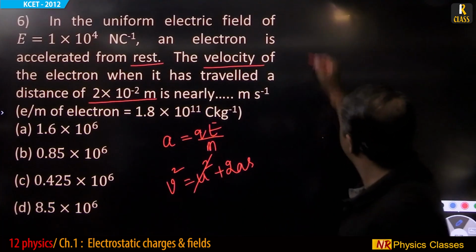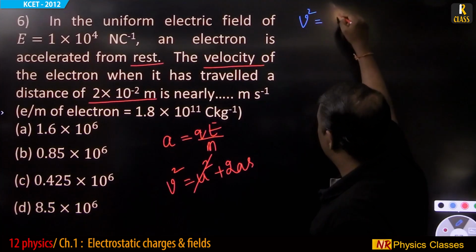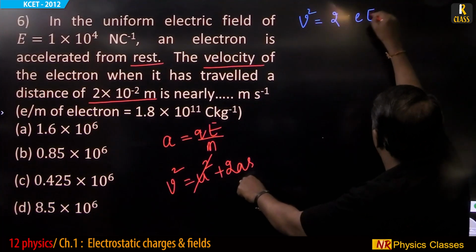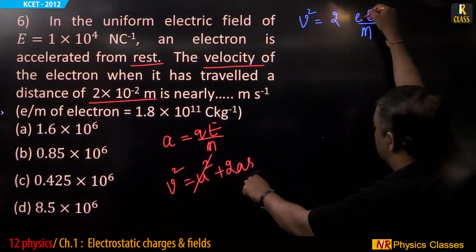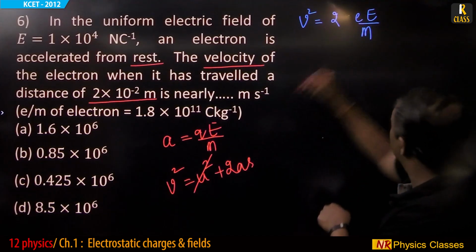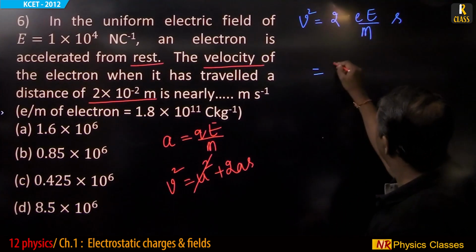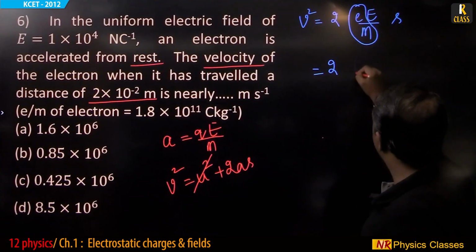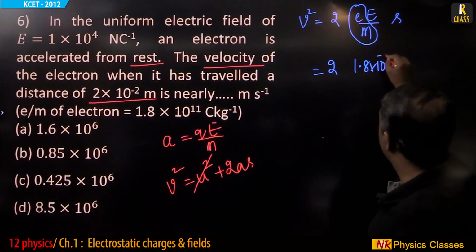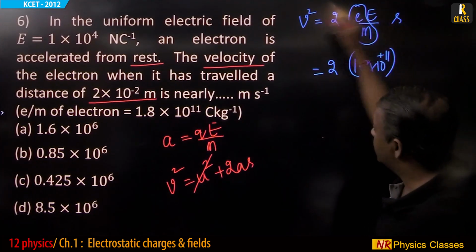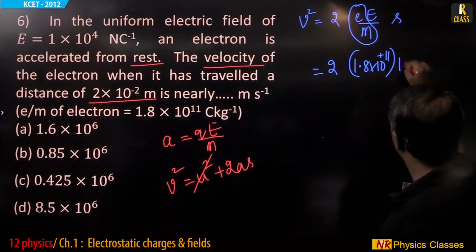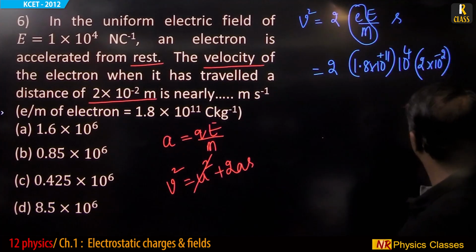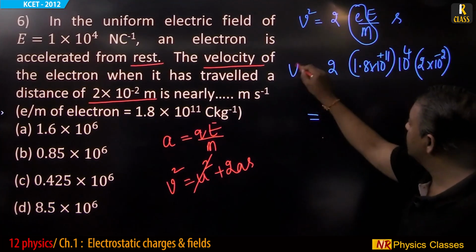Substitute this in this. Velocity square equals 2, acceleration is qE by m. Let this be the charge of the electron, so instead of q, e. Displacement. 2e by m is given as 1.8 into 10 to the power of 11. Electric field is 10 to the power of 4. Displacement is 2 into 10 to the power of minus 2. Left hand side is velocity square.